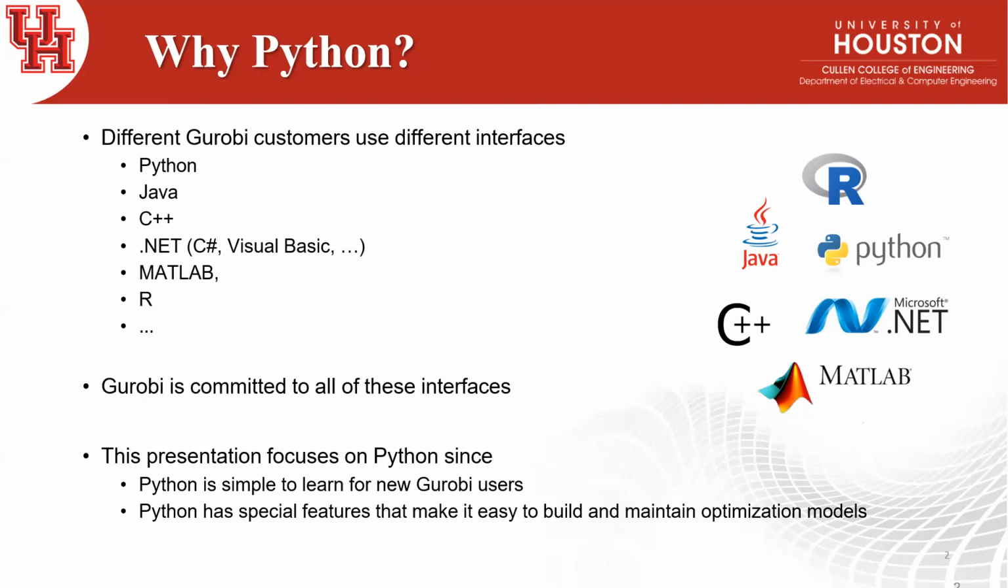The first question is why we need to use Python. Actually, Gurobi customers can use different interfaces in almost all programming languages like Python, C++, Java, MATLAB, and so on. But we recommend you use Python because Python is simple to learn for new users, and Python provides some special features that make it easy to build a model.